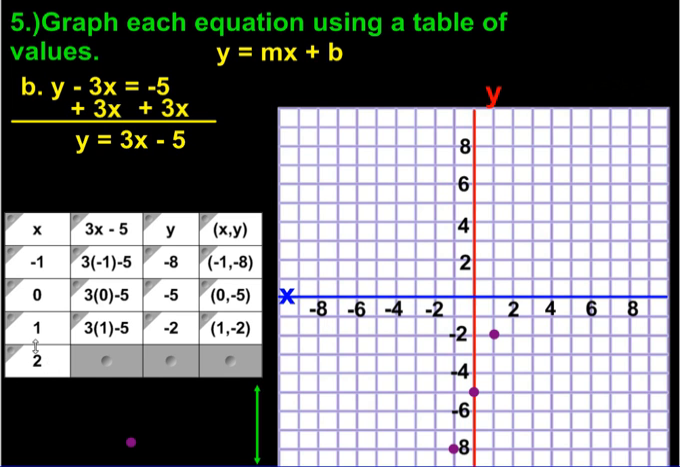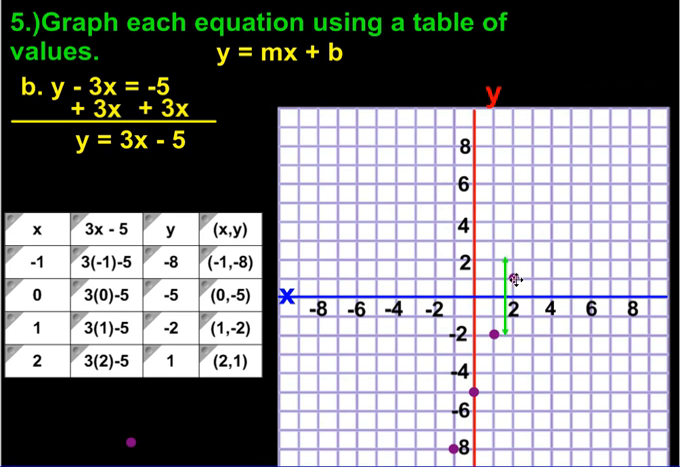And lastly, I've got the number 2 for my x value. So I've got 3 times 2 minus 5, which works out to be a positive 1. So my coordinate pair for this one is 2, 1. And I'll plot that as well. Starting at the center, I go right 2, up 1, and there we go.